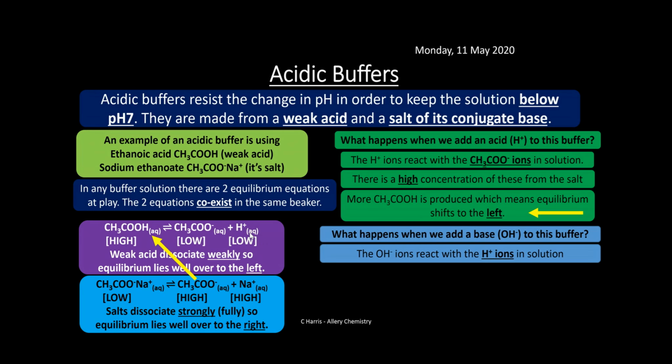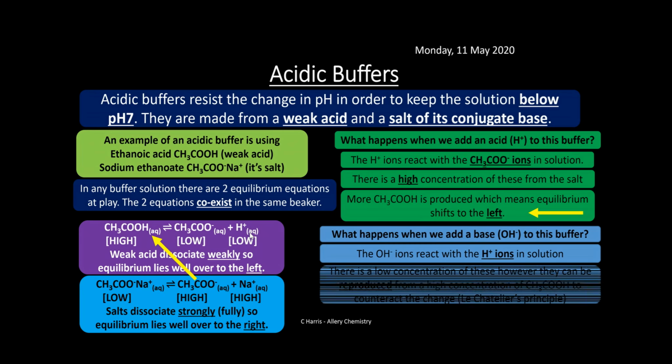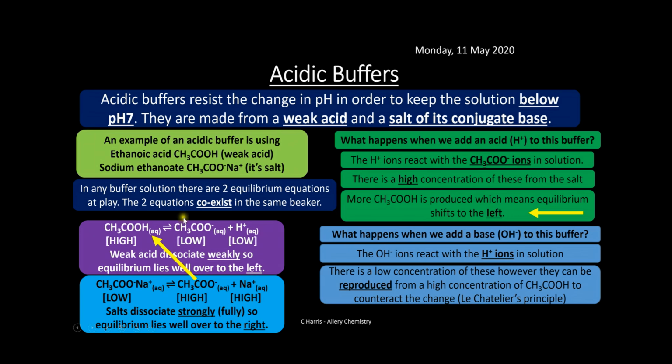We've got 2 people in that hall, but we are introducing 10 people into that hall. We've only got 2 H plus ions to react, and you may think that's a problem, because we're going to be overwhelmed with people entering. So what we've got to do is get more people into that hall. There's a low concentration of these; however, they can be reproduced from a high concentration of the acid. Remember, it's a weak acid. We've got loads of this, and this is a source of H plus ions.